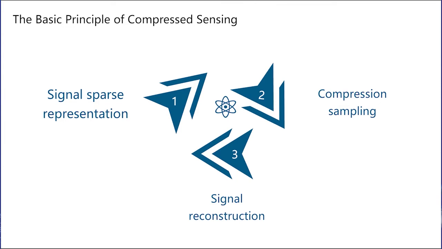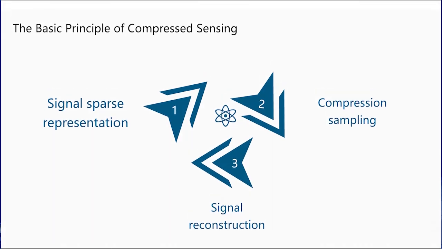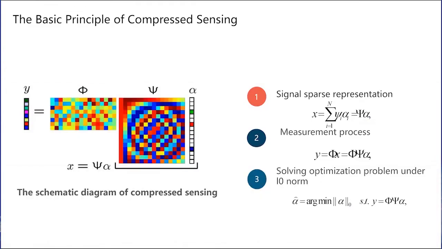For such a signal without sparse properties, this is the processing process of compressed sensing. Consider a real-valued, finite-length, one-dimensional discrete time signal x with the length of n. The signal can be represented sparsely as the first formula.